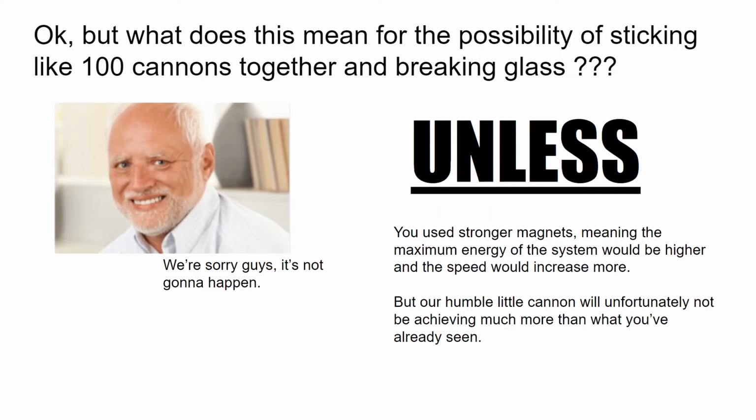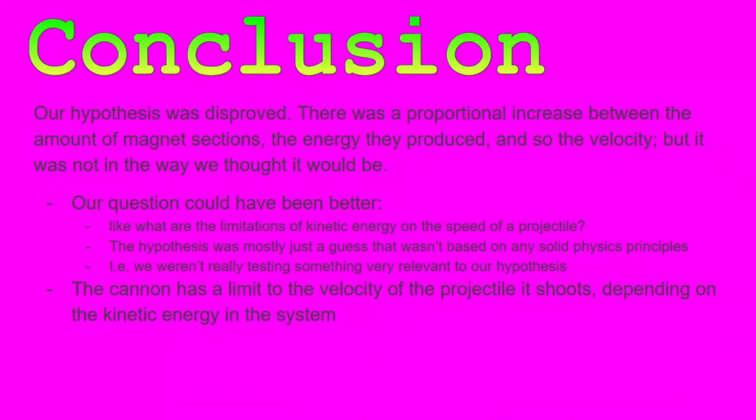unless you use stronger magnets, this would mean that the mechanical energy of the system would be higher, and the speed would have more room to increase. Because if you had stronger magnets, then that would be a higher maximum potential energy, higher maximum kinetic energy. It's going to speed up more. But our humble little cannon, it's not going to be achieving much more than what you've already seen. If you happen to have really strong magnets, probably don't do this still. But you could think about it, and it'll be really nice in your mind.